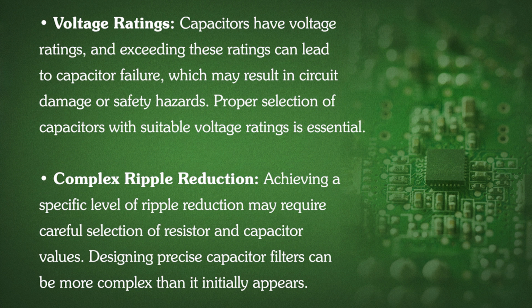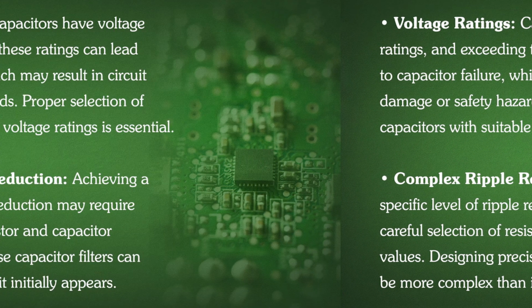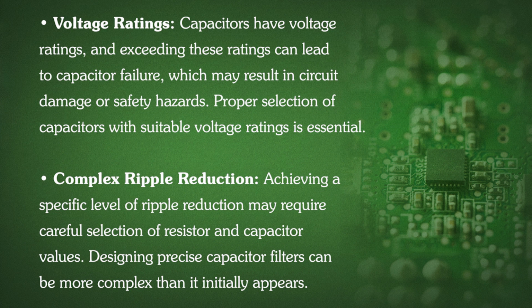Capacitors have voltage ratings, and exceeding these ratings can lead to capacitor failure, which may result in circuit damage or safety hazards. So, proper selection of capacitors with suitable voltage ratings is essential. Next disadvantage is complex ripple reduction. So, achieving a specific level of ripple reduction may require careful selection of resistor and capacitor values. Designing precise capacitor filters can be more complex than it initially appears.